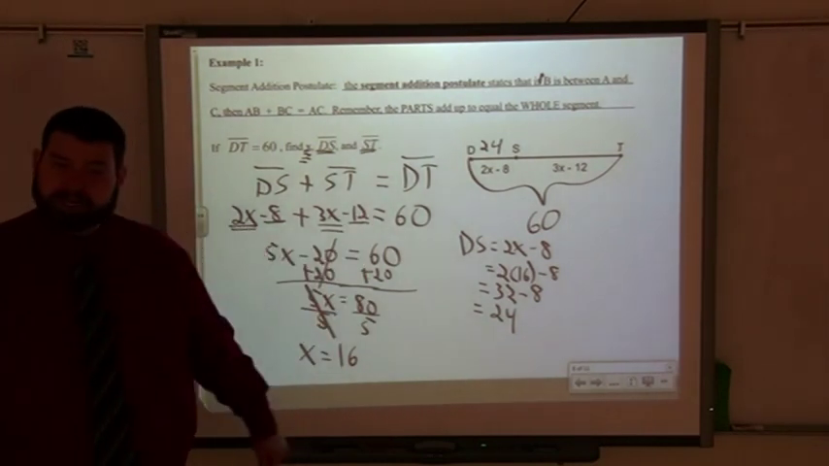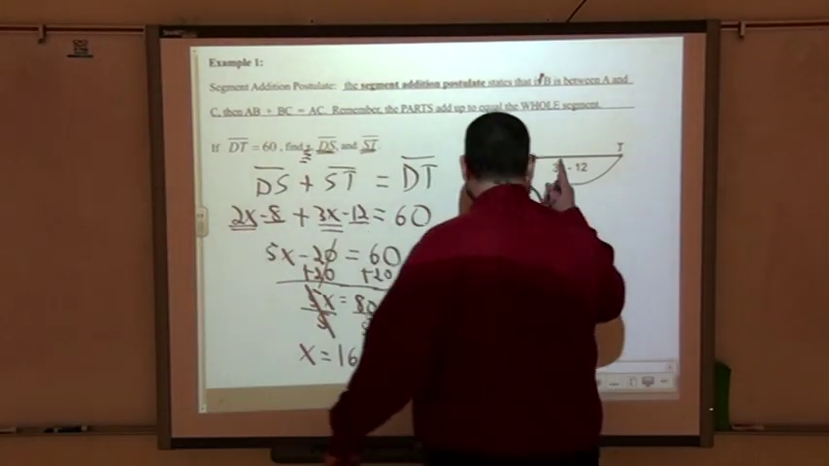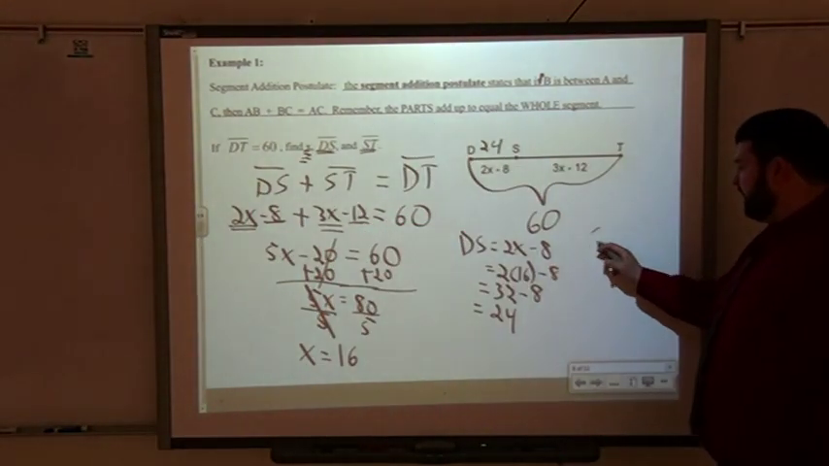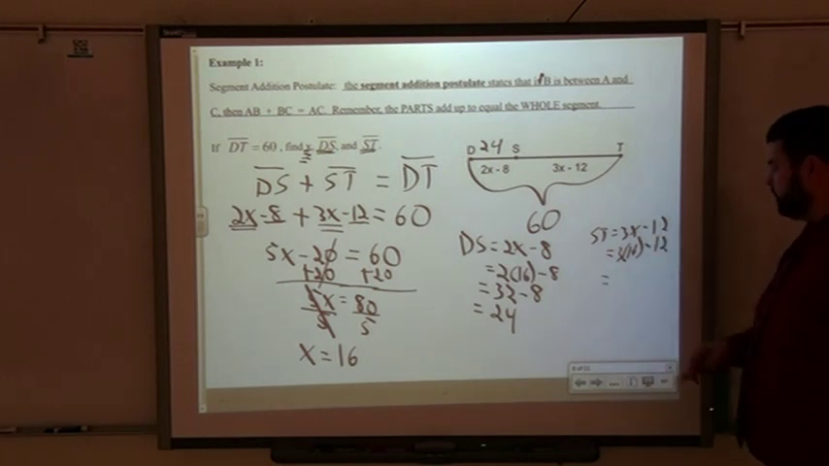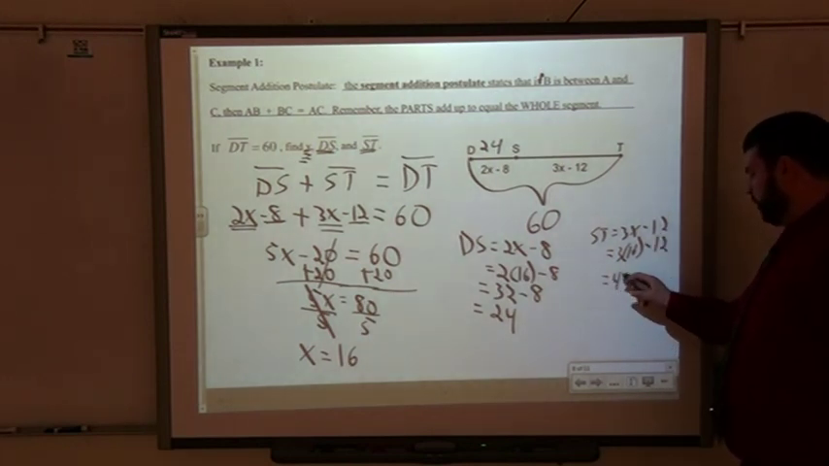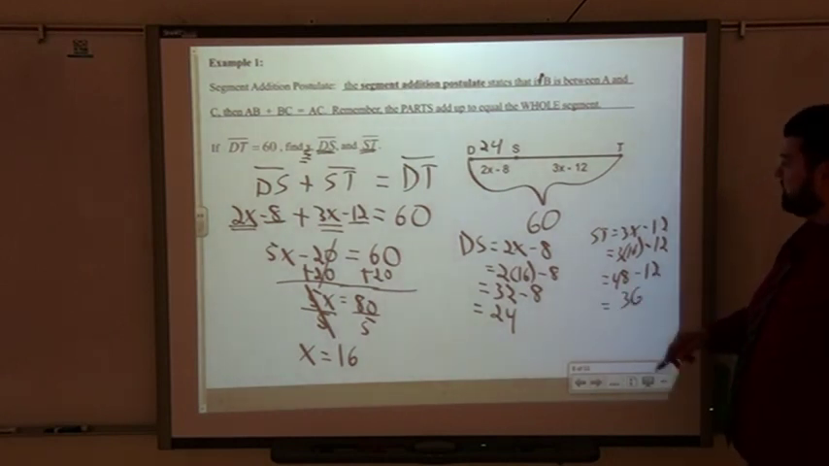Okay? So let's check it again for ST. ST is 3x minus 12. And let's take that 16 and plug it in for x. So 3 times 16 minus 12. 3 times 16 is 48 minus 12. And 48 minus 12 gives me a 36.